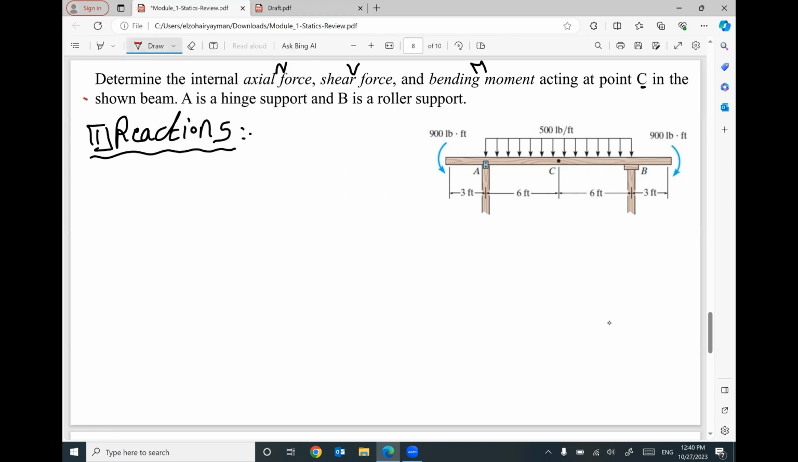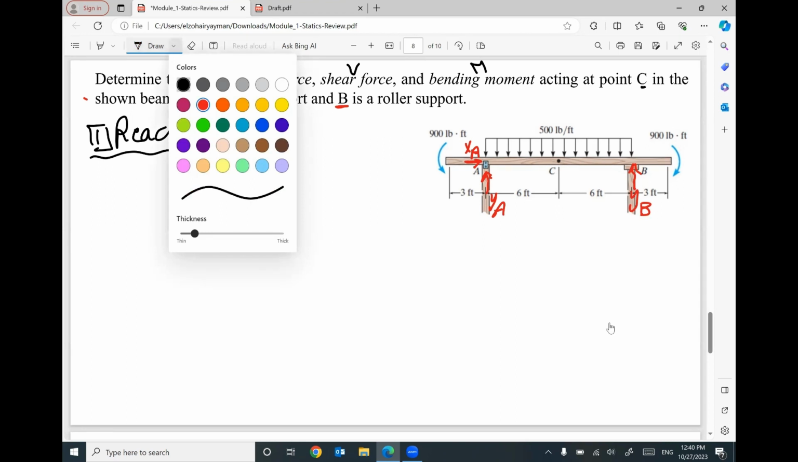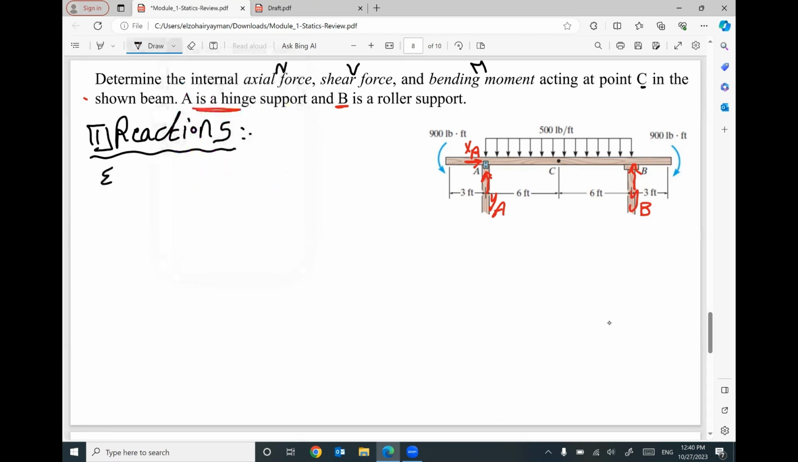Based on the given information, A is a hinge. So I will have 2 reactions at A, YA and XA. B is a roller. So I will have one reaction at B, YB. Then I will start to apply my equilibrium equations. Summation Fx equals 0. Summation Fy equals 0. Summation of moments at any point equals 0.